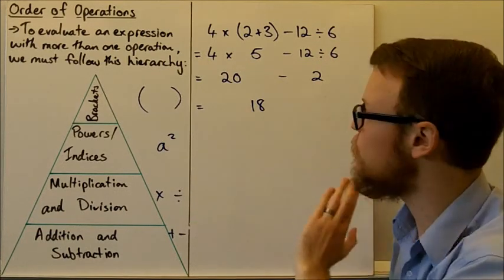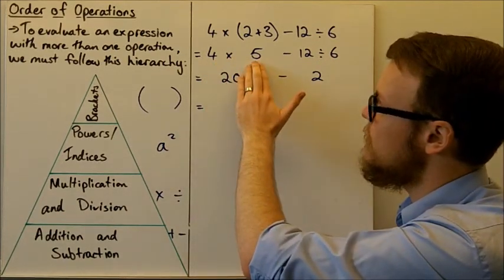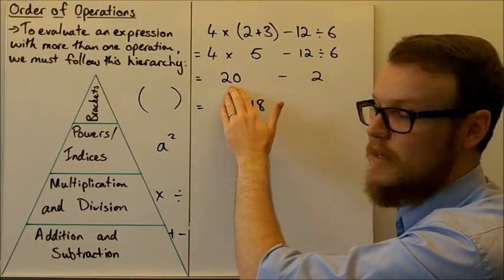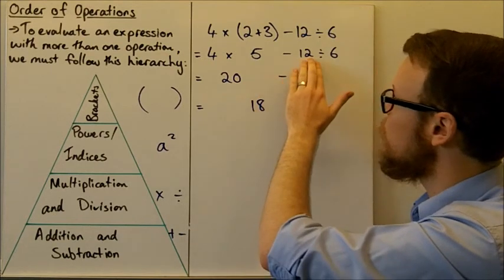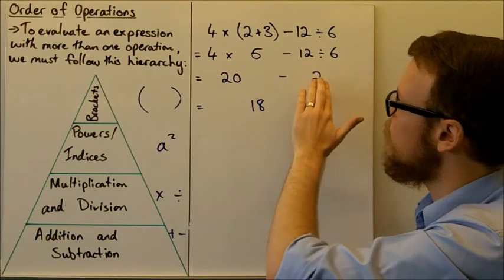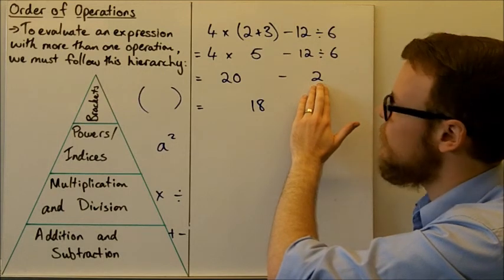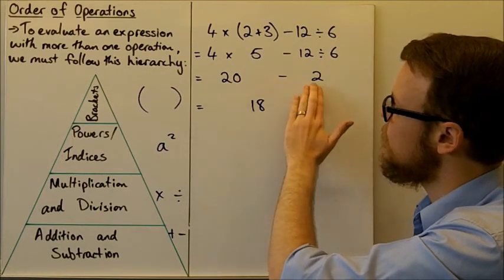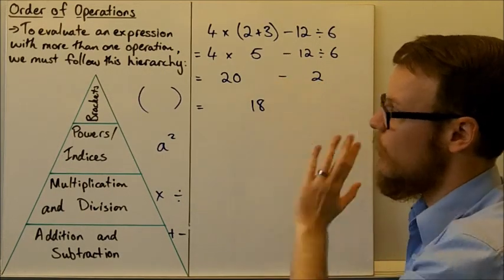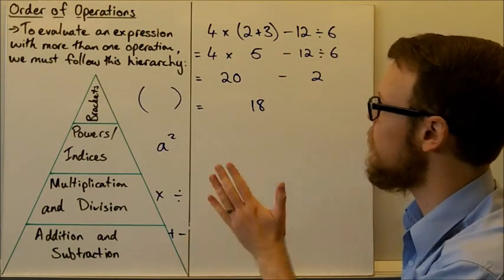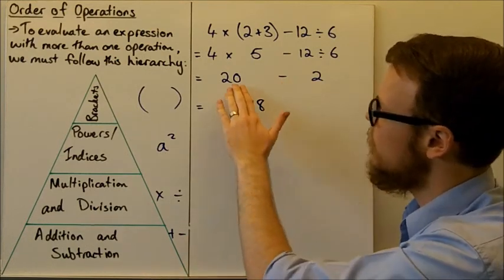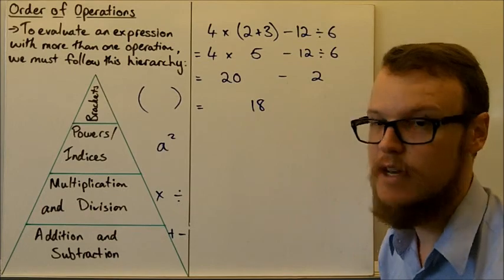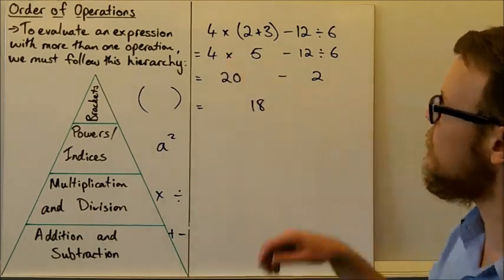So we work from left to right. 4 times 5 is 20. There's no other multiplication, so we can put that down here. We can also do the 12 divided by 6 at the same time, and that becomes 2. So we're left with 20 minus 2. We've got only addition or subtraction left. We don't have any addition, we just need to do the subtraction. 20 minus 2 is 18. So we've evaluated this expression here.